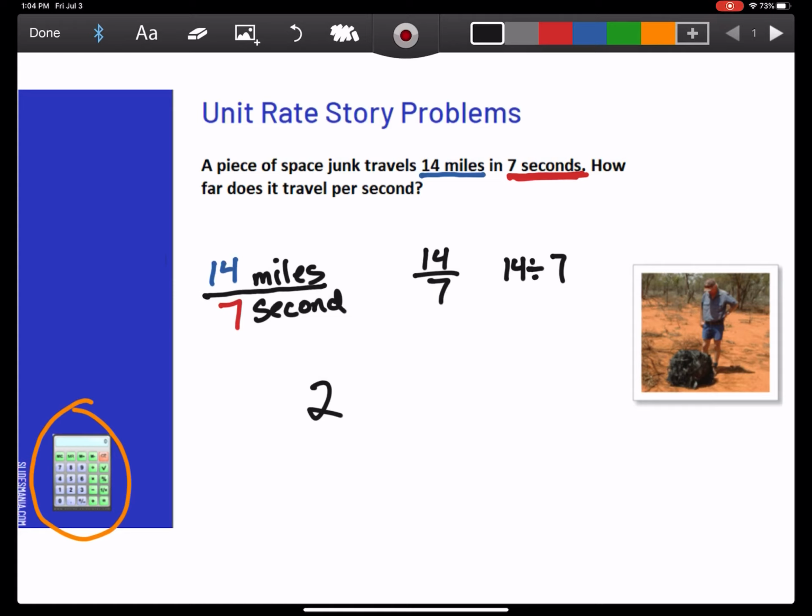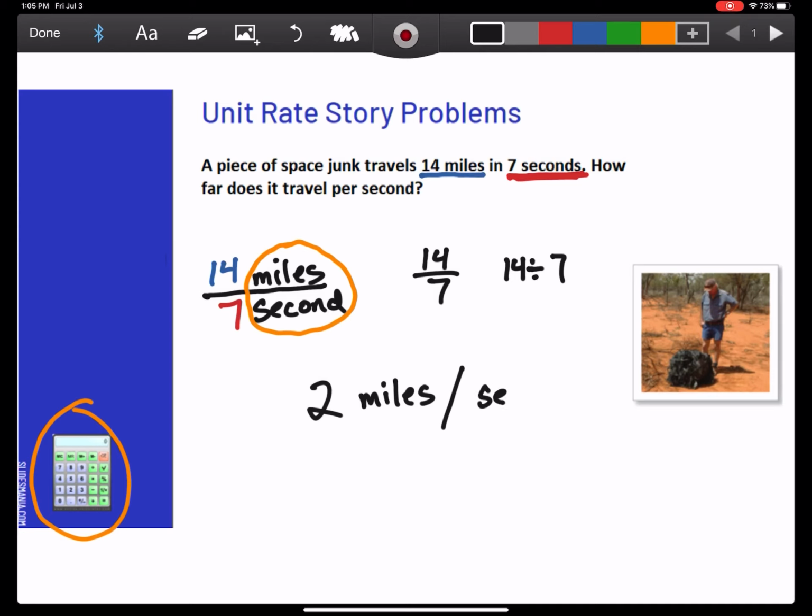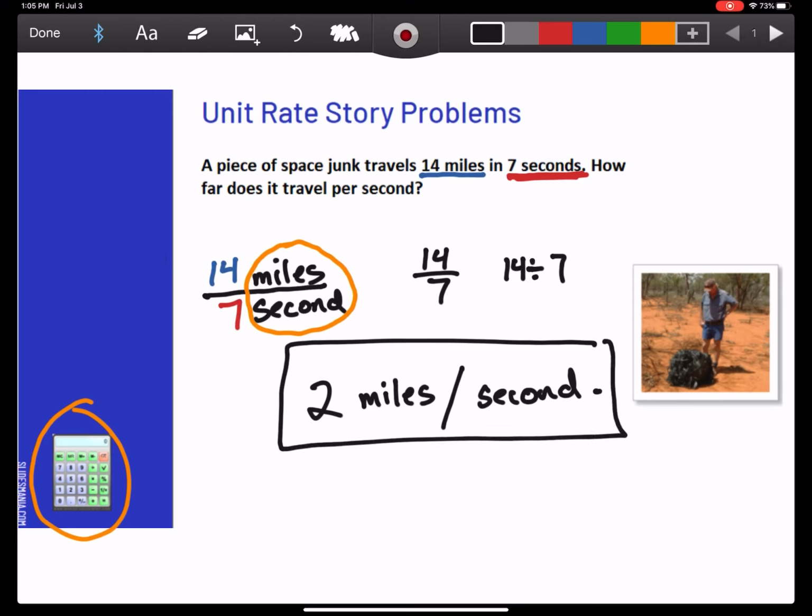Now, you cannot just leave it like this. While 2 is our answer, I need a little context. I need to know, what are you saying when you say 2? Well, the question says, how far does it travel per second? We're going to look here to help us to write it out. It travels 2 miles per second. This is the answer to our question.